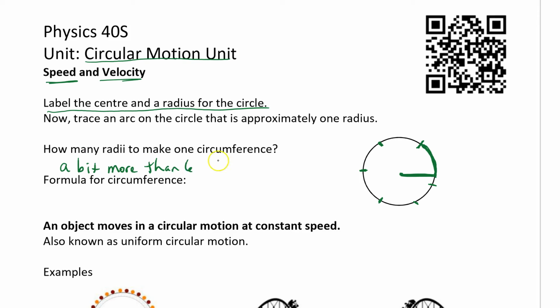In fact, it would be pretty close to 6.28, which might remind you of something. It is actually, you would get 2 pi. That's exactly how many radiuses it takes.